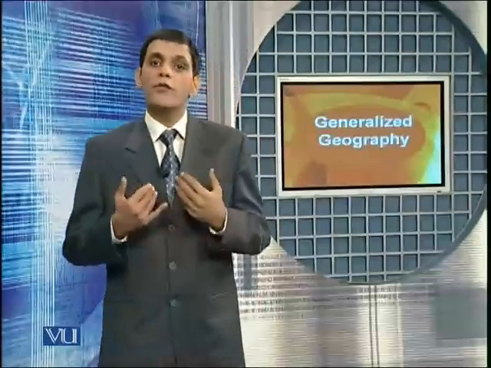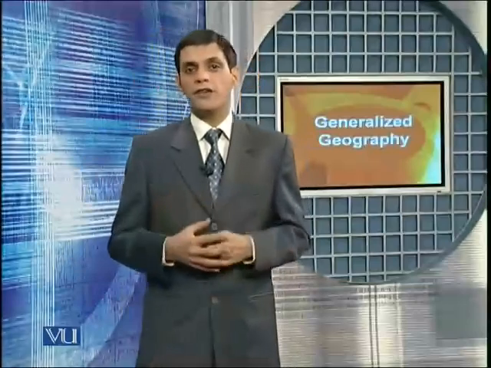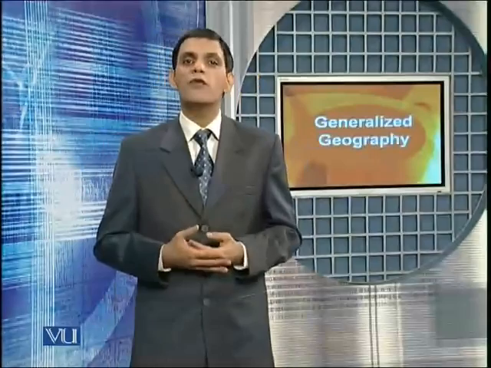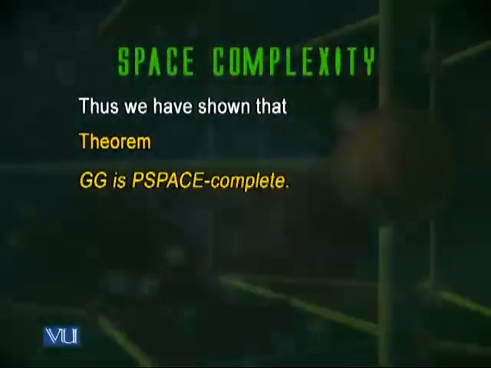On the other hand, player 1 would succeed if somehow the assignment was such that it made all the clauses true, because then player 2 would not be able to find a false clause and player 1 would win the game. Therefore, we've reduced formula game to generalized geography. Since formula game is P-space complete, therefore we've shown that generalized geography is also P-space complete. So the theorem that we have proved today says that generalized geography is a P-space complete problem.